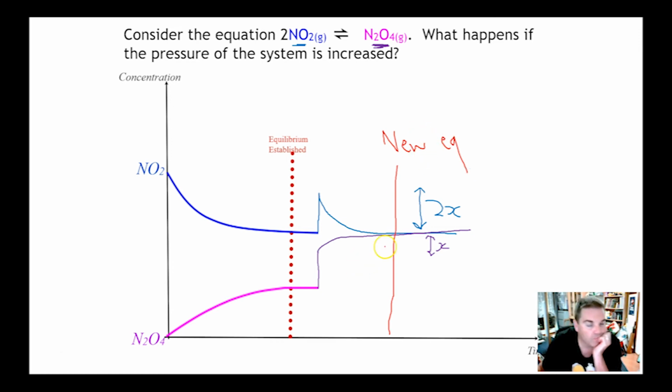You get to this point where the concentrations are stable, so we've established our new equilibrium. The system has counteracted the increase in pressure by favouring the side with the least number of moles.